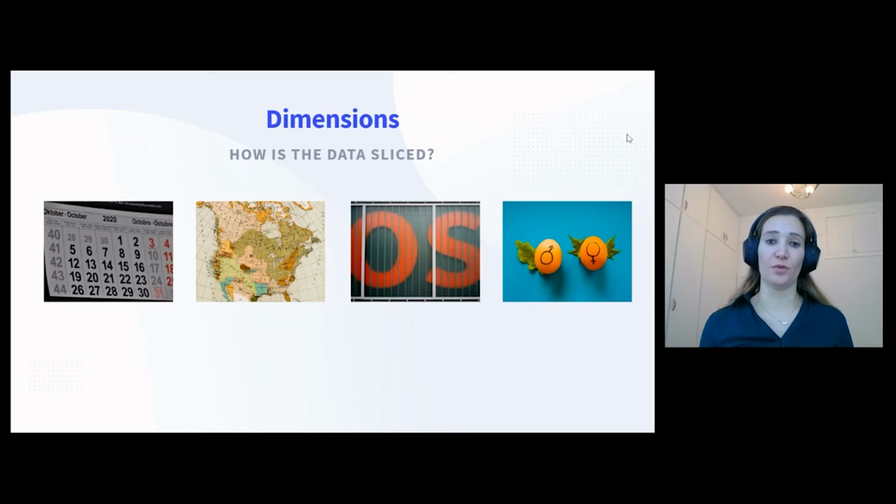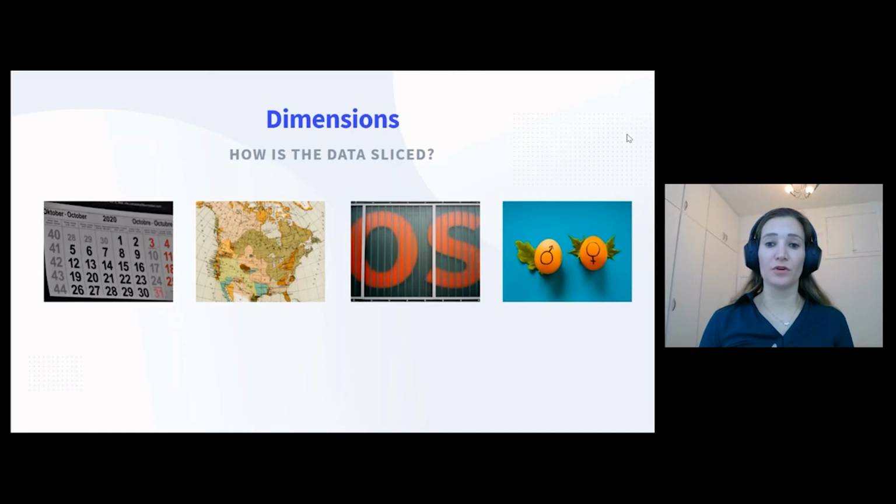Dimensions are the way that the data is sliced. In our case, we are looking for daily data. That means that date needs to be a dimension because we need to understand what happens in each single day. If we want to measure the engagement by other factors, for example by country, we'll add the country as a dimension. We can add different dimensions depending on the business needs.